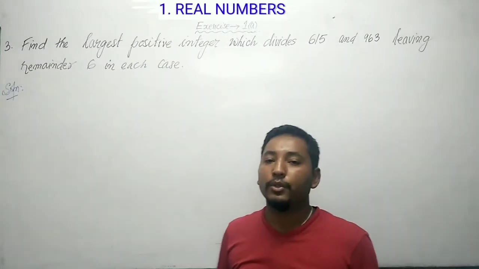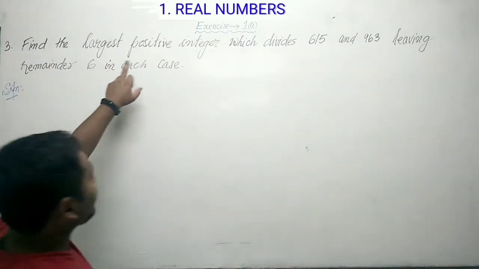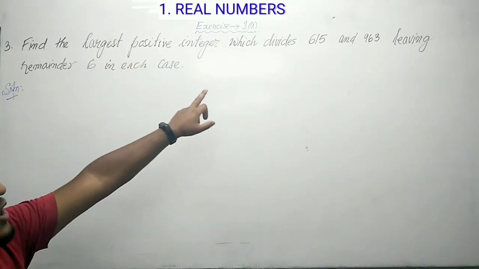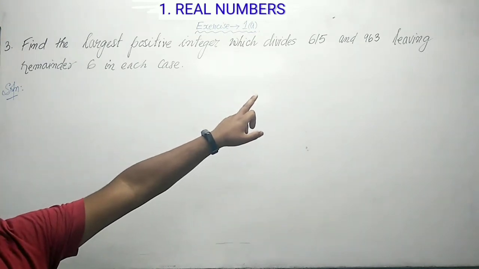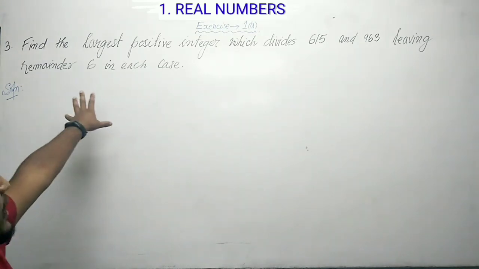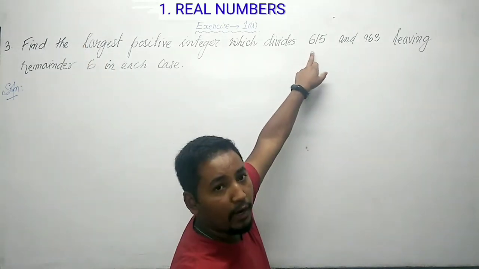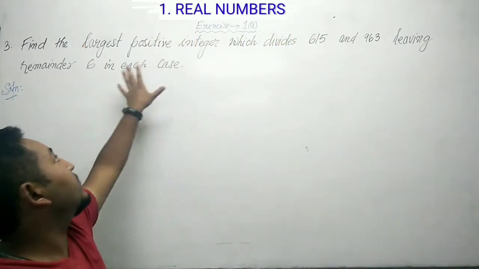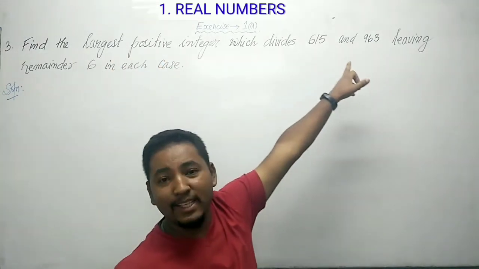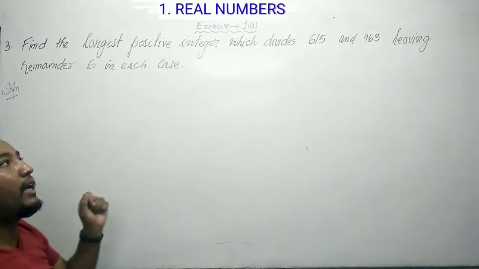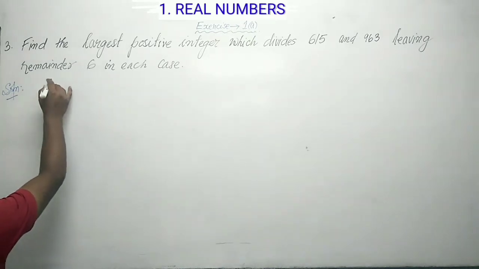Let us now try question number 3, which says, find the largest positive integer which divides 615 and 963, leaving the remainder 6 in each case. Means, when you divide 615 by the required number, the remainder is 6. When you divide 963 by the required number, the remainder is 6.